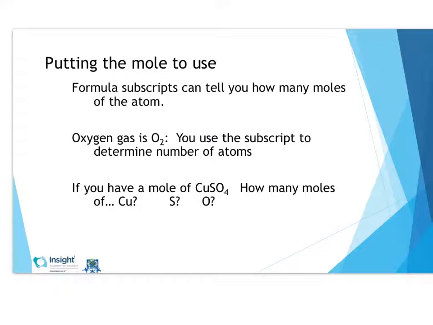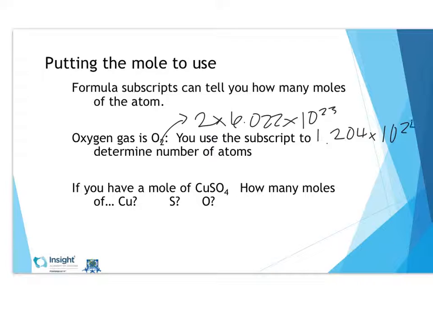So the formulas give you a way of counting the moles when you are dealing with something that's not just in its elemental form. Okay? So if you had, with oxygen gas, to figure out how many atoms are in there, you took that subscript 2 and multiplied it by 6.022 times 10 to the 23rd. So you took that 2 times the 6.022 times 10 to the 23rd, and that became 1.204 times 10 to the 24th. Okay?